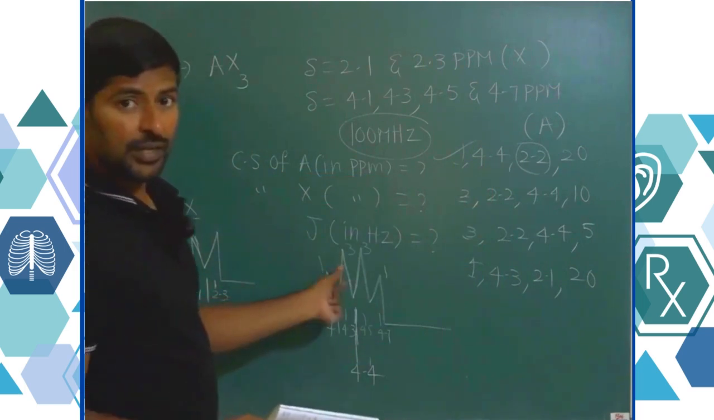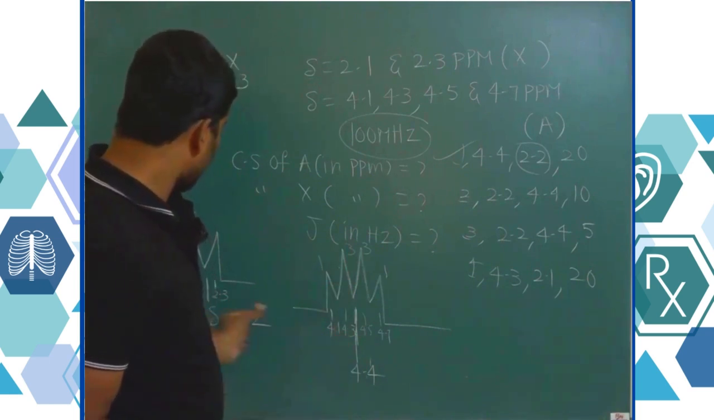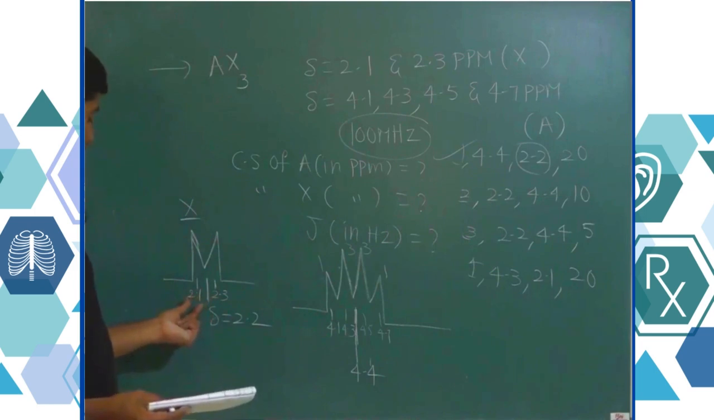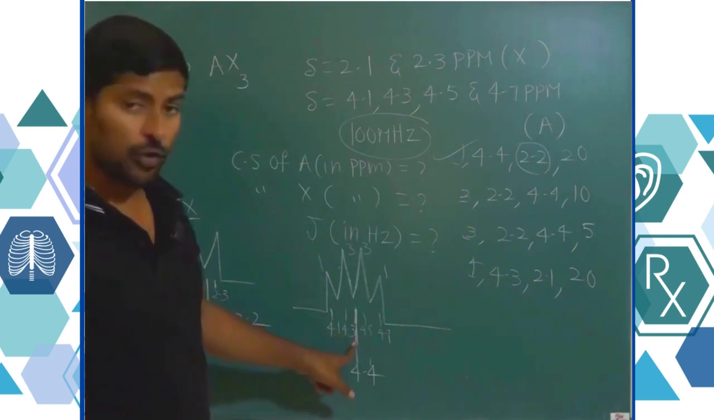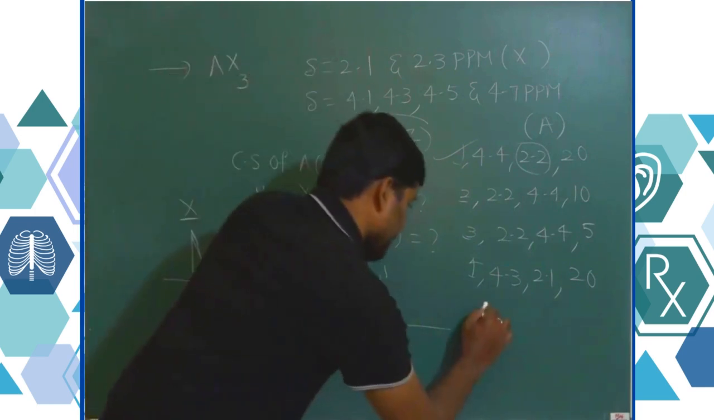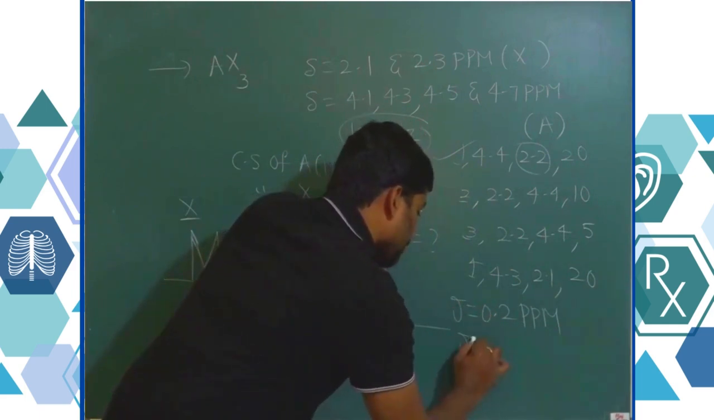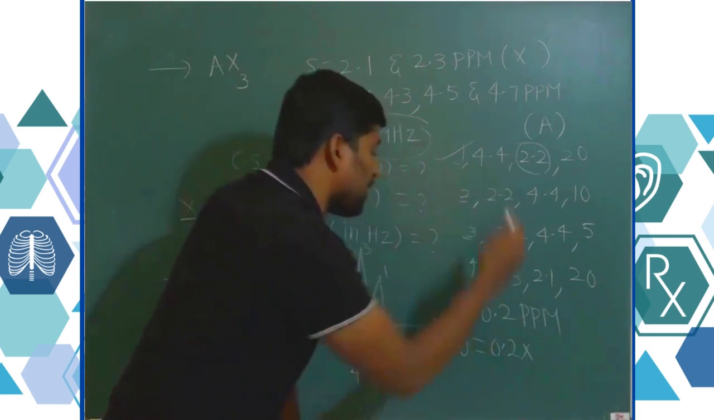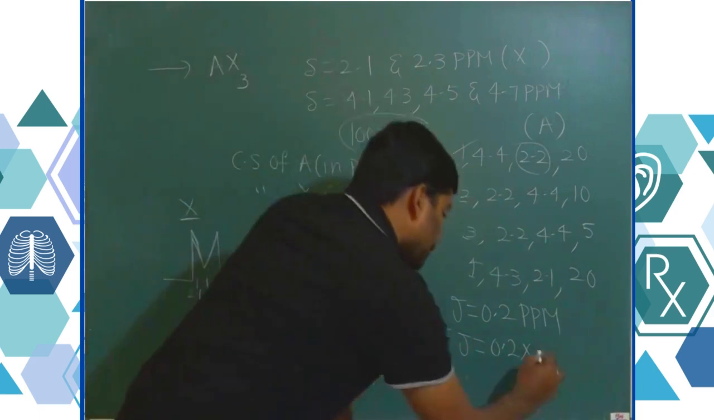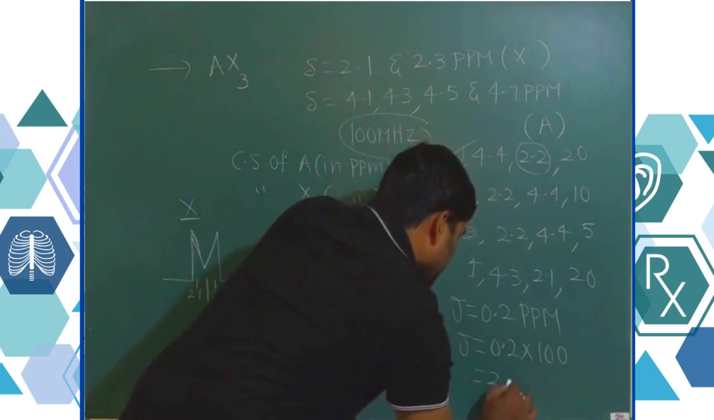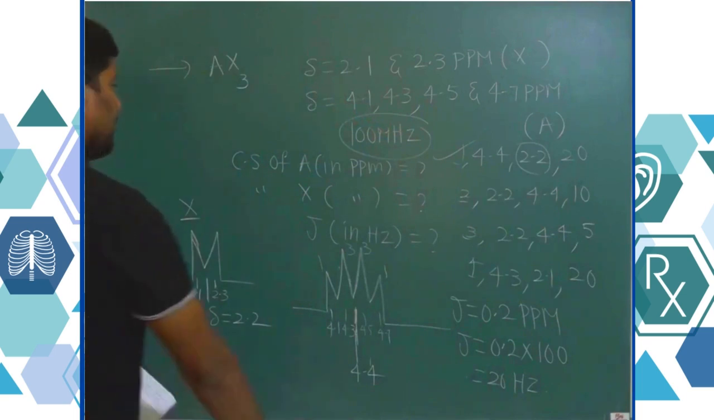Coupling constant means the gap between any two adjacent lines in the multiplet. The gap between 4.3 and 4.1 is 0.2 ppm. So the J value is 0.2 ppm, but the question is in hertz on a 100 megahertz instrument. On a 100 megahertz instrument, 1 ppm is equal to 100 hertz. So 0.2 ppm means 0.2 into 100, so we will get 20 hertz. That is option 1, which is correct.